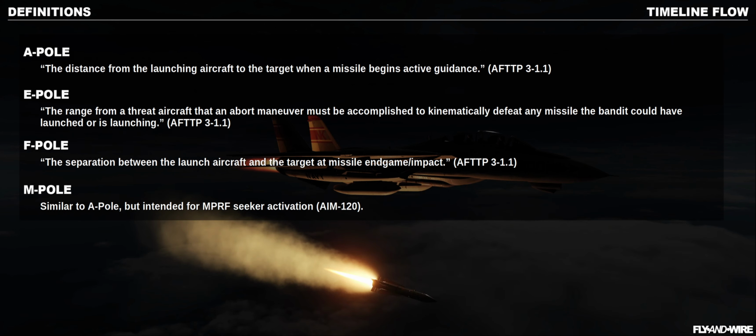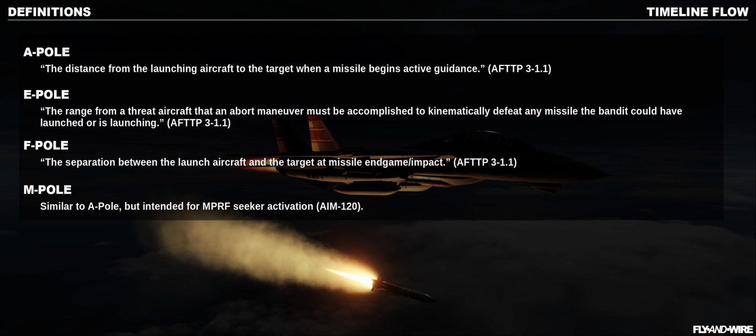Last slide, you know the drill. The last four definitions are about poles, not Sobieski's glorious brethren. Poles are intended as ranges, sometimes indicated in feet, although nautical miles are more handy. A-pole and M-pole are related, with the difference that A-pole is vastly more used in our gaming context, and they should indicate the activation of the HPRF or medium PRF seekers.